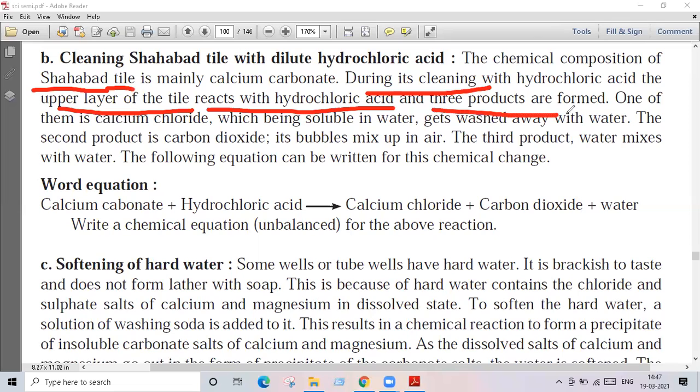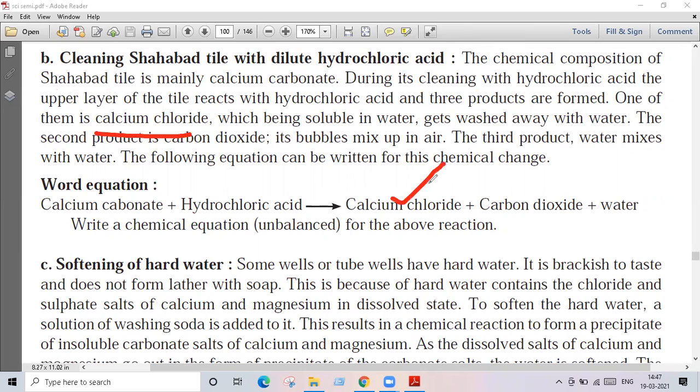with hydrochloric acid and three products are formed. One is calcium chloride, another is carbon dioxide, and another is what? Water. Okay. So calcium carbonate is CaCO3.